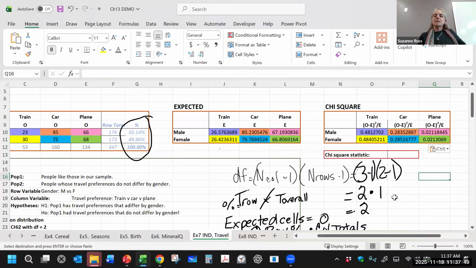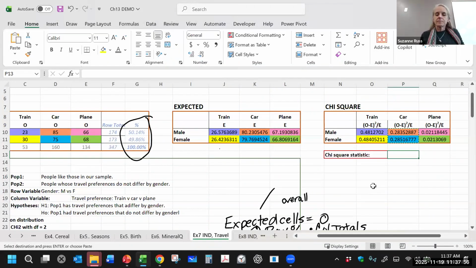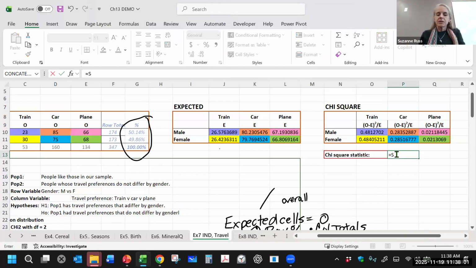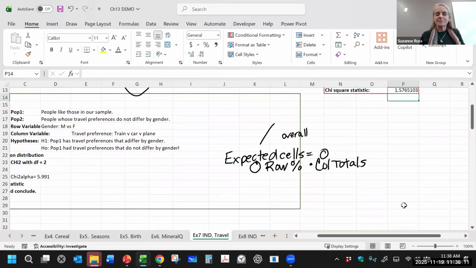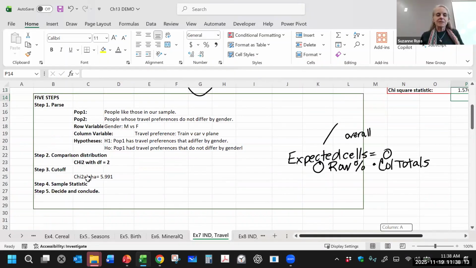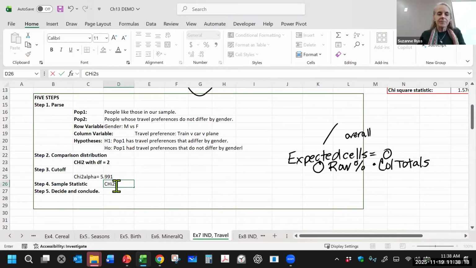What do we have to do to get our chi-square statistic now? All we have to do is sum all those cells up, equals the sum of all 6 of these cells. We get a 1.58. So our sample chi-square statistic, chi-square sample, equals 1.58. Okay.